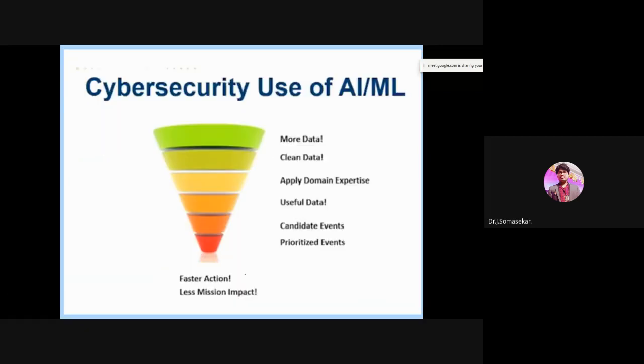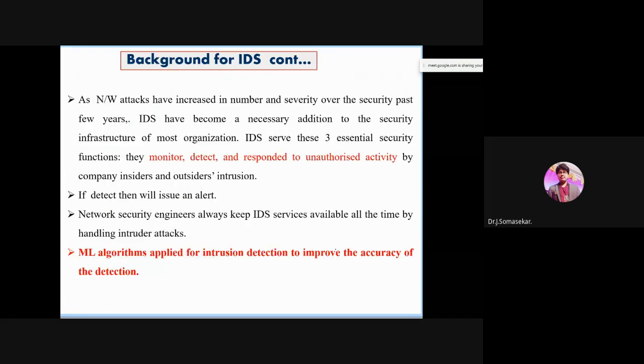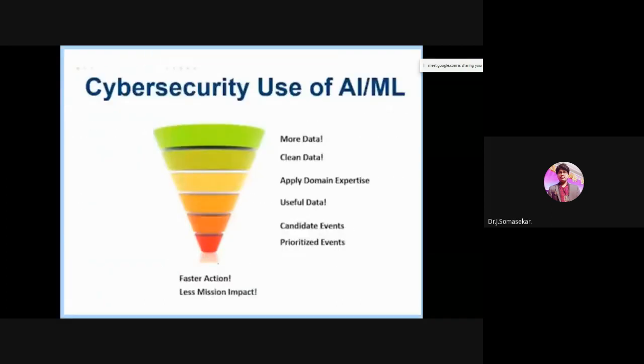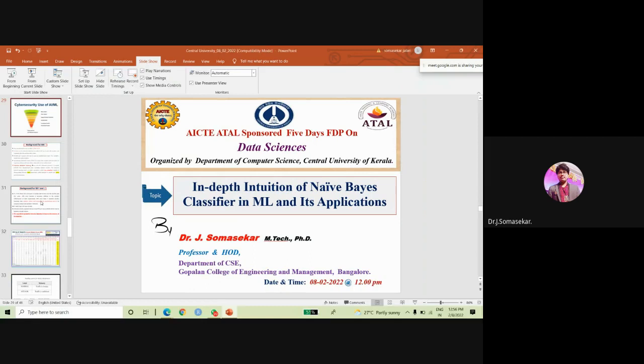Before going to that, what is an intrusion detection system? Because cyber security is very, very useful for machine learning and artificial intelligence. Why? Because we have more data and we have to clean the data. So many things are there. That's why we are using artificial intelligence or machine learning models for cyber security, in which intrusion detection system is one of the applications of machine learning. So what is the basic idea of intrusion detection system? I'll explain here. I will try to make an empty slide. One second, I will explain, then we will see.